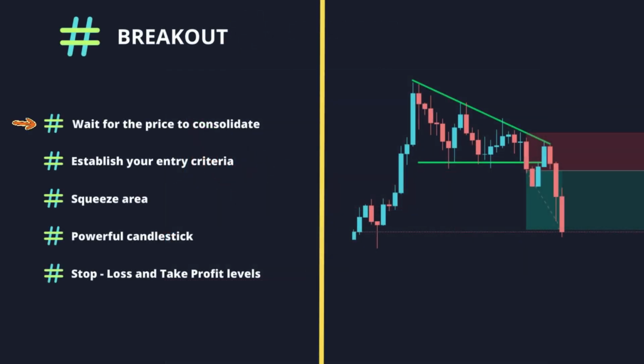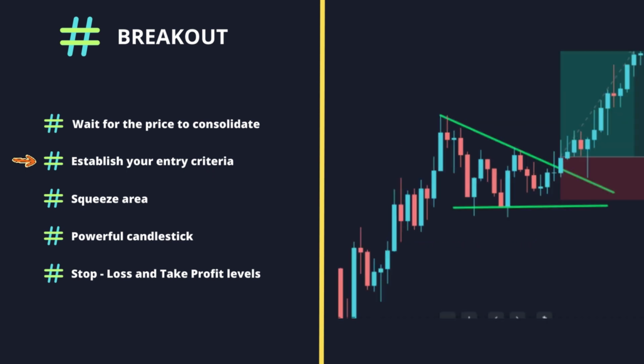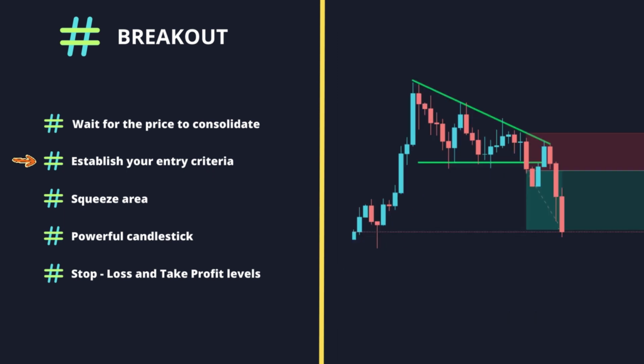Firstly, wait for the price to consolidate until you can draw a line connecting the support and supply levels. Establish your entry and exit criteria based on the breakout levels. For an upward breakout, you may consider placing a buy order slightly above the supply level. Conversely, for a downward breakout, you would set a sell order slightly below the demand level. Both orders should be placed near the consolidation area.